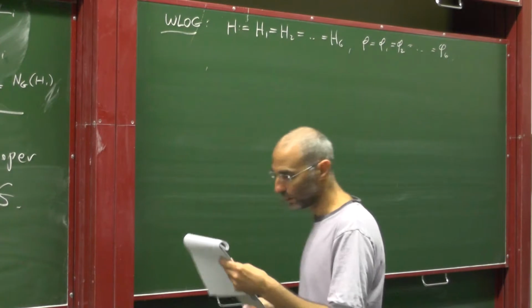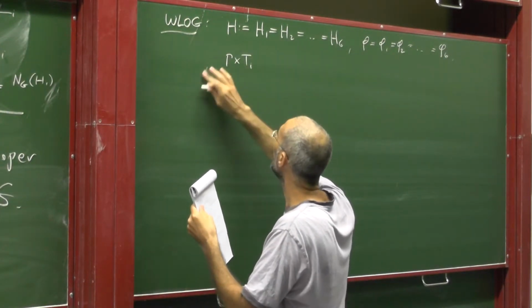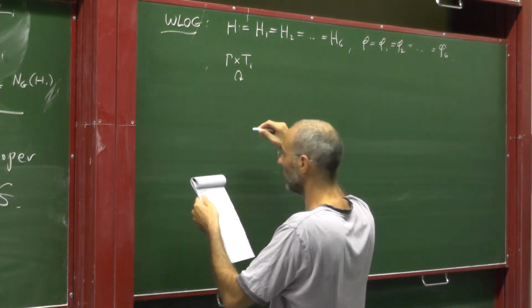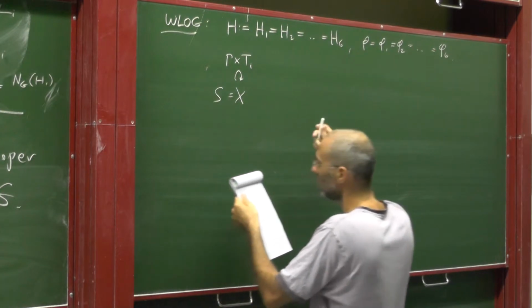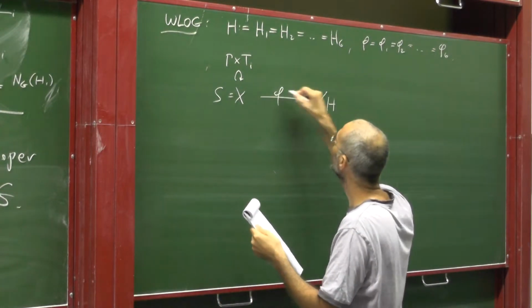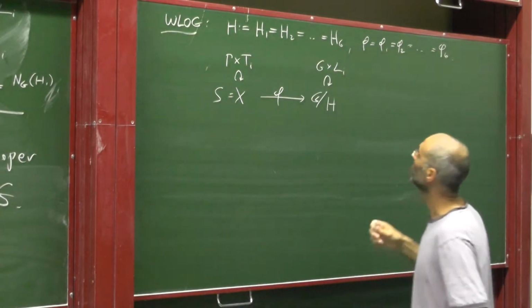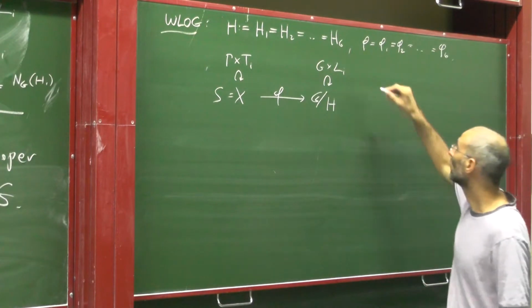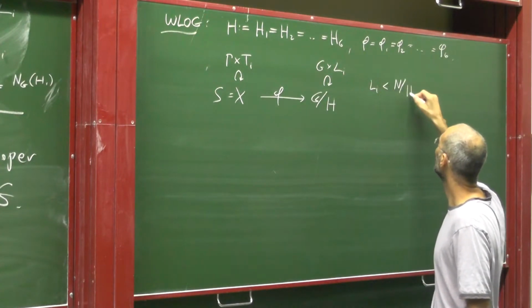Let me write this again, because this is so important. I'm having gamma times pi. For each i, I'm having this action on X, on S, and I'm having this map, the same map, phi to G mod H. The Li's are all different, but all the Li's are subsets of the same N mod H.